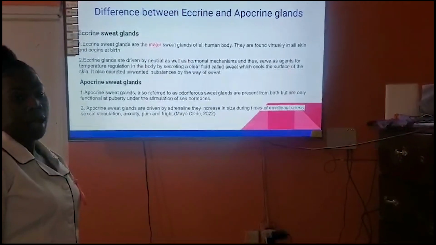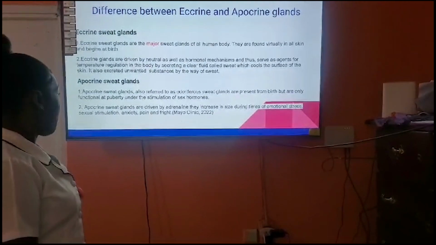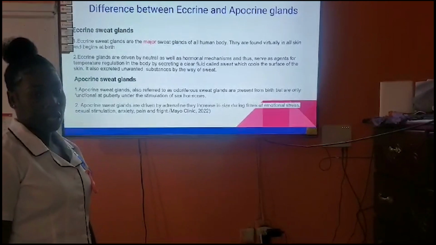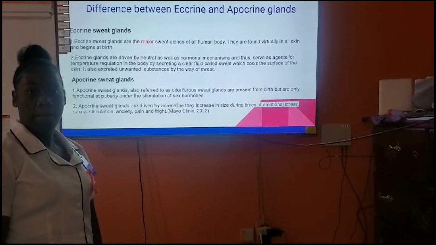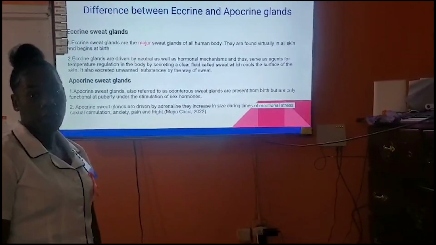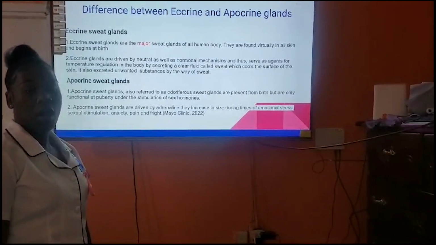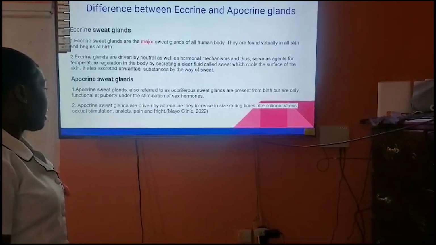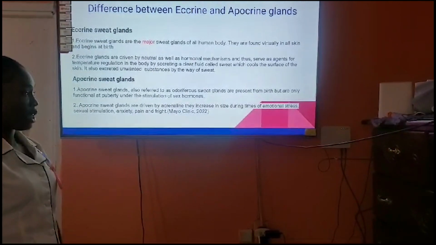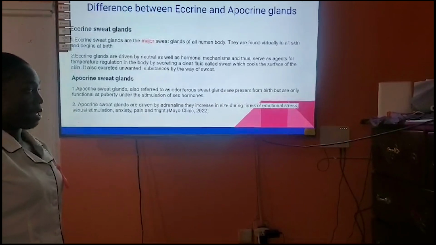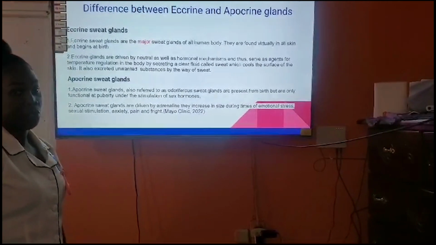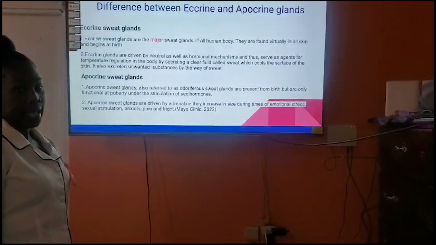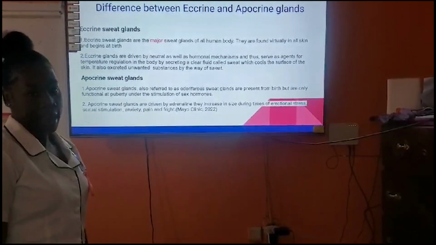Now let's look at apocrine sweat glands. Apocrine sweat glands, also referred to as odoriferous sweat glands. They are present from birth, but are only functional at puberty under the stimulation of sex hormones. Apocrine sweat glands are driven by adrenaline. They increase during times of emotional stress, sexual stimulation, anxiety, pain, and fright.